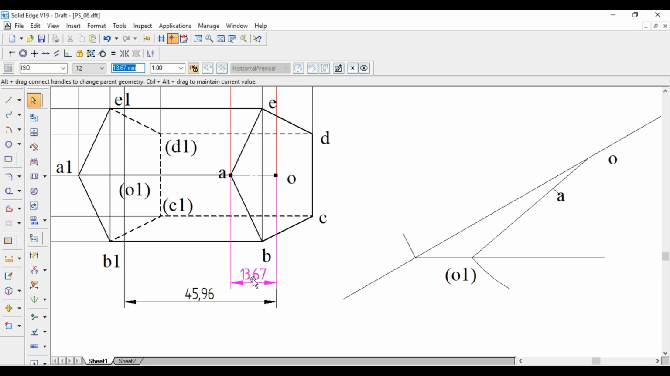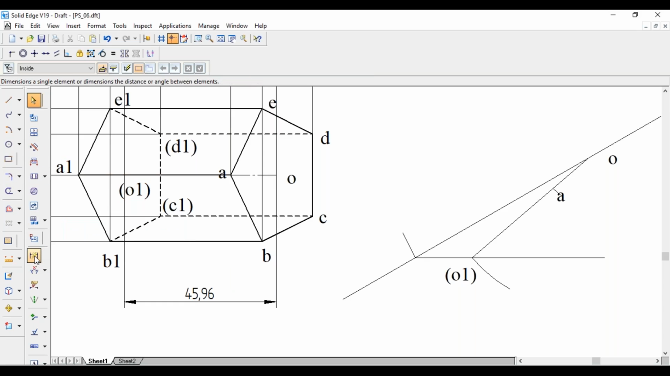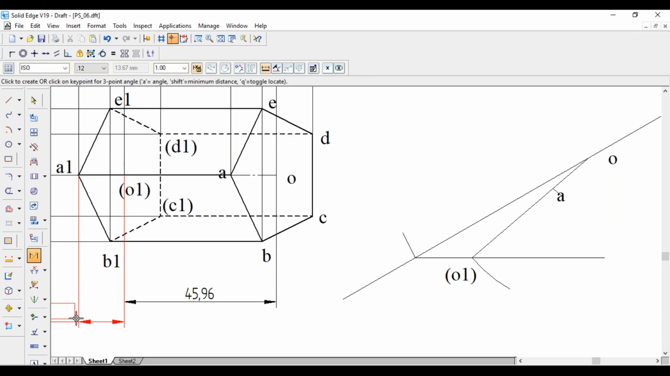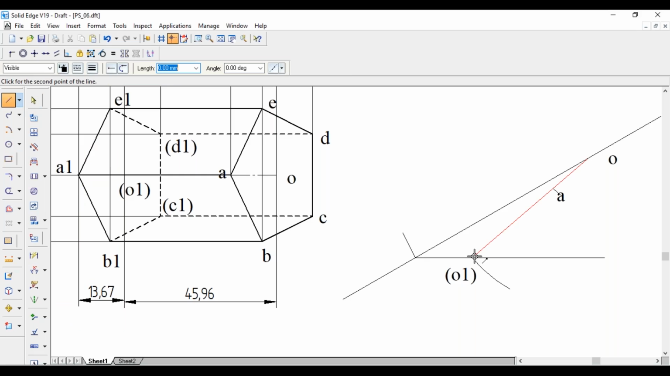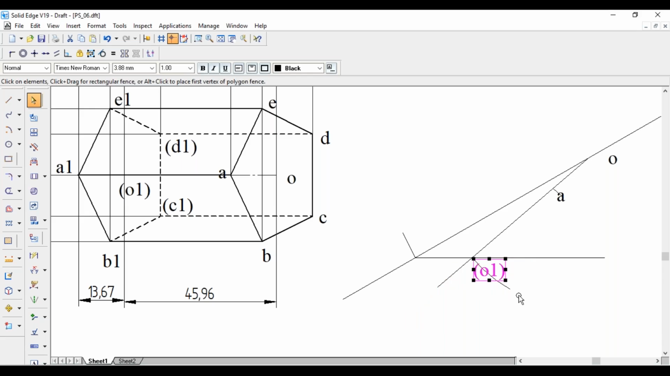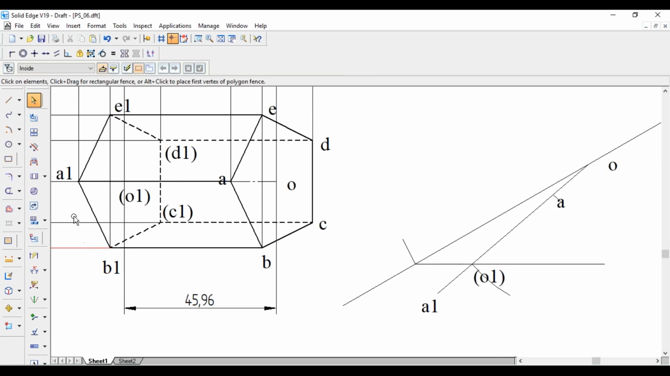Next, A1 we will get, it is the extension of this line O1. So how much do we have to extend? From O1 to A1, the length is once again the same, that is 13.67 mm. Now from O1, along the O1 line, extend that line for 13.67 mm. So this one is A1. So we got only A and A1.